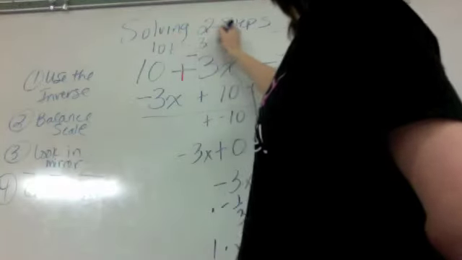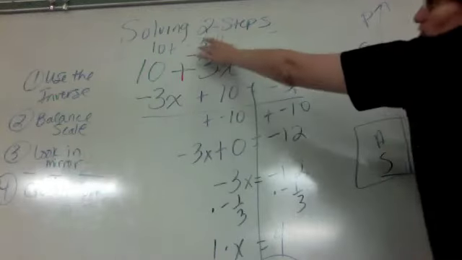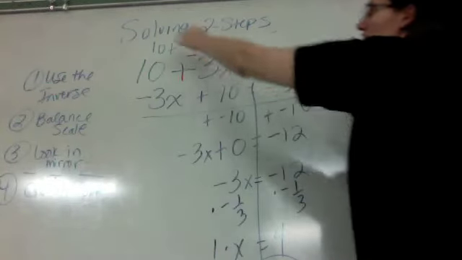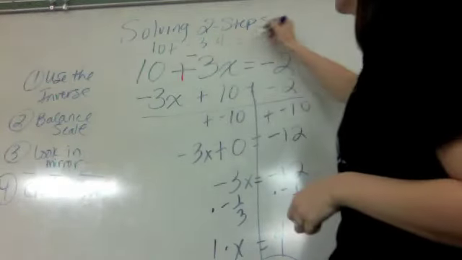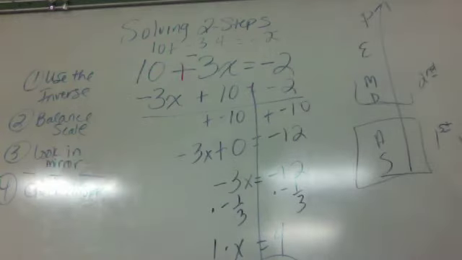10 plus negative 3 times 4. Negative 3 times 4 is negative 12, and negative 12 plus 10 is negative 2, so I am correct. And that is how you do a 2-step equation.